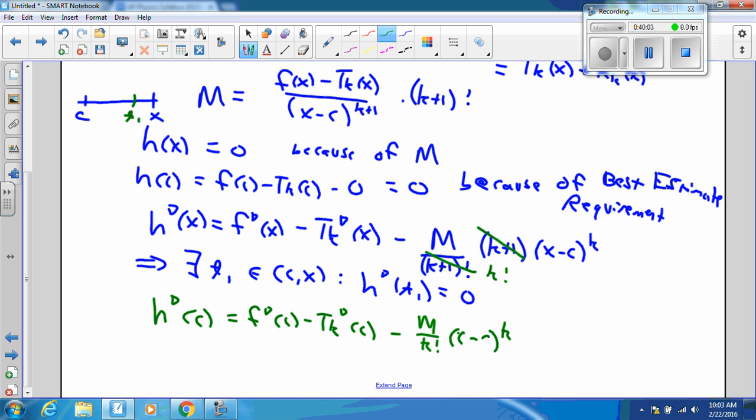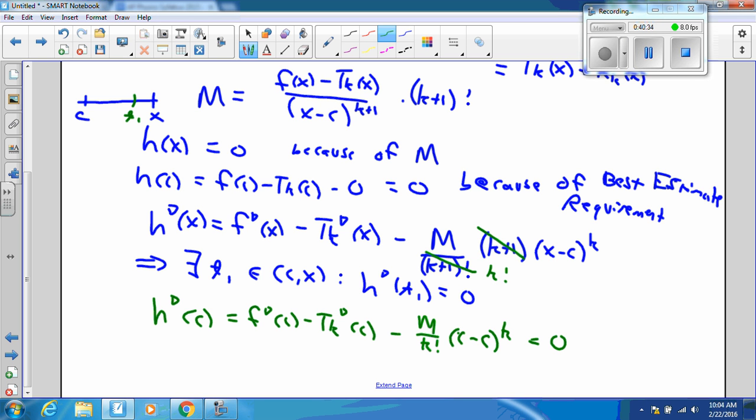Oops, I forgot. I'm evaluating at c. So it gives me c minus c. Well, what is this equal to? This last term is obviously 0. These two terms are exactly equal to each other. Why? Because the Taylor polynomial is constructed so that its first derivative is equal to the first derivative of the function at c. That's the best estimate criterion. And so this is also equal to 0.